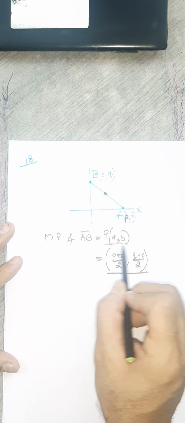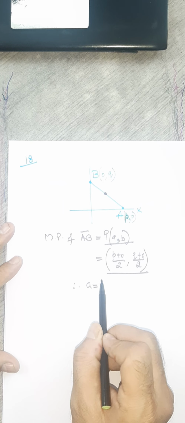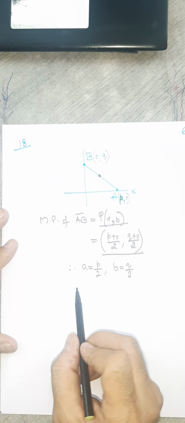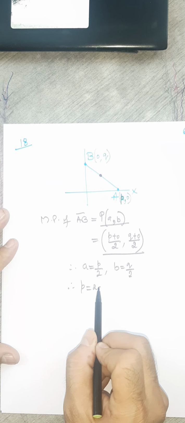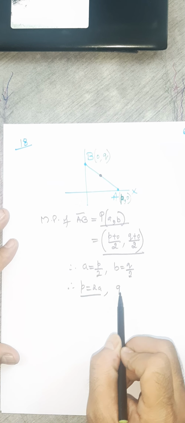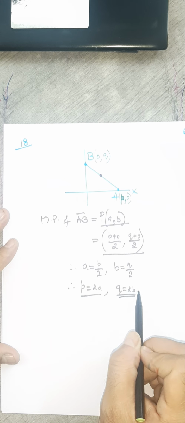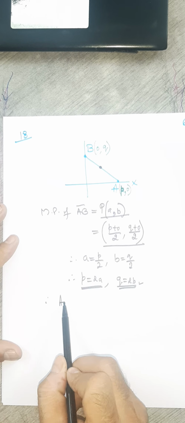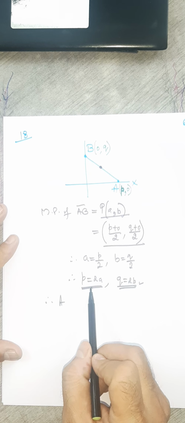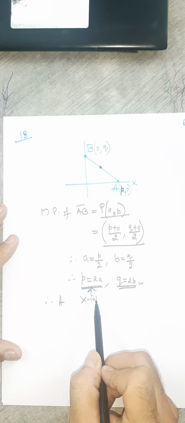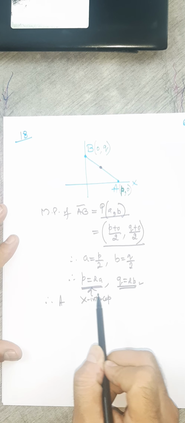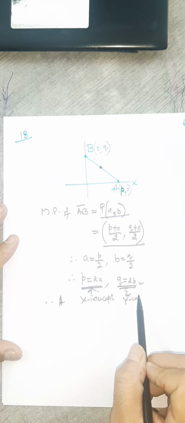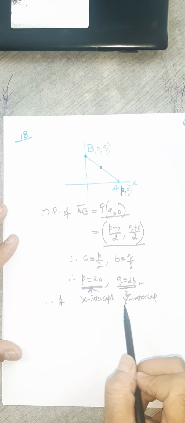You are going to compare this one with this. So a equals p by 2 and b equals q by 2. Is this clear to you? So therefore p equals 2a and q equals 2b. I got the values of p and q. What are these p and q? Have you realized? These are the intercepts. This is indirectly the x-intercept. The point where the line intersects the x-axis is the x-intercept. The point where the line intersects the y-axis is the y-intercept.